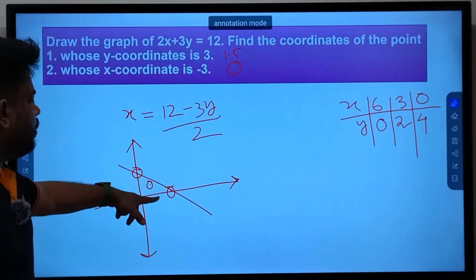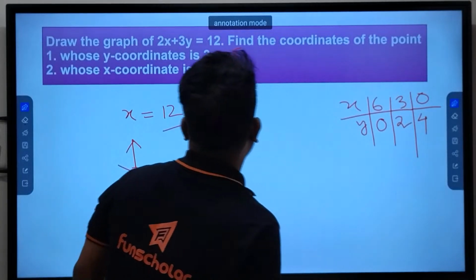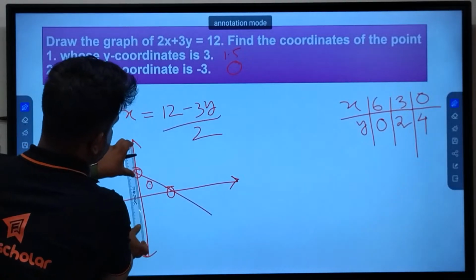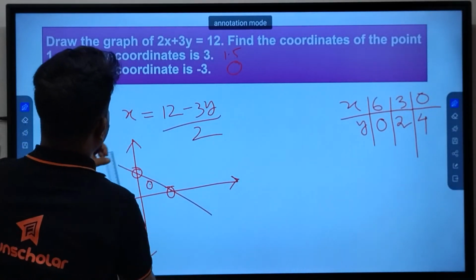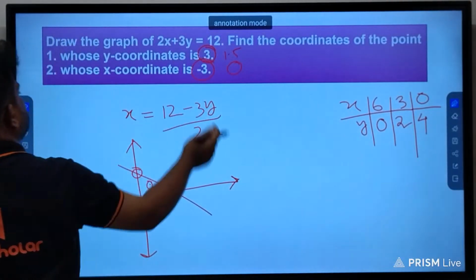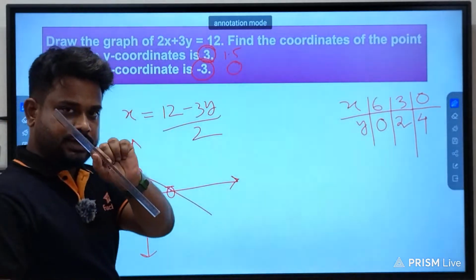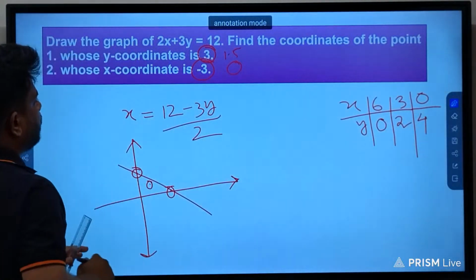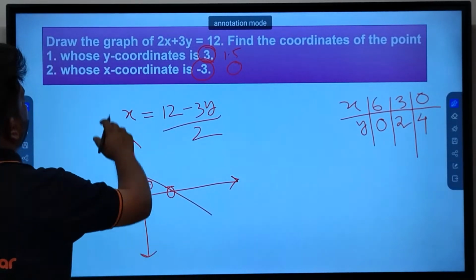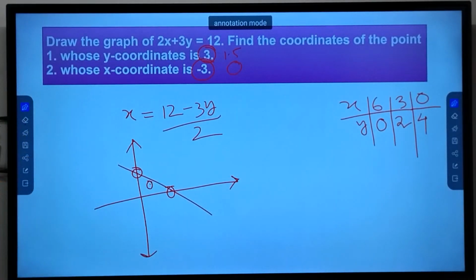So after drawing the graph, this is another process which you can do: you can just measure the points with a scale and find the coordinates which represent y equals 3 and x equals minus 3, just like the previous one, just by the scale. After drawing the graph, you have to find in the x axis where the point is minus 3 and in the y axis where the point is 3, right?